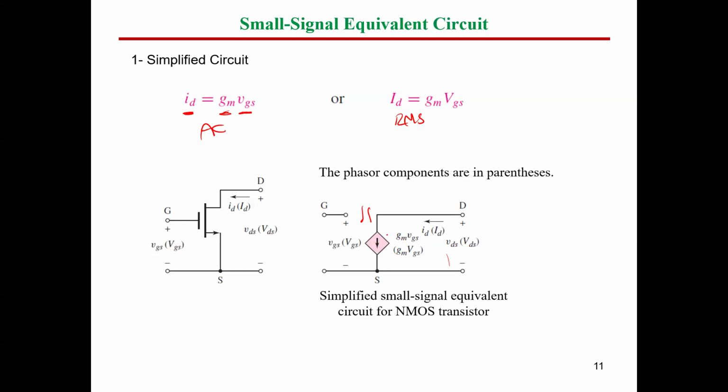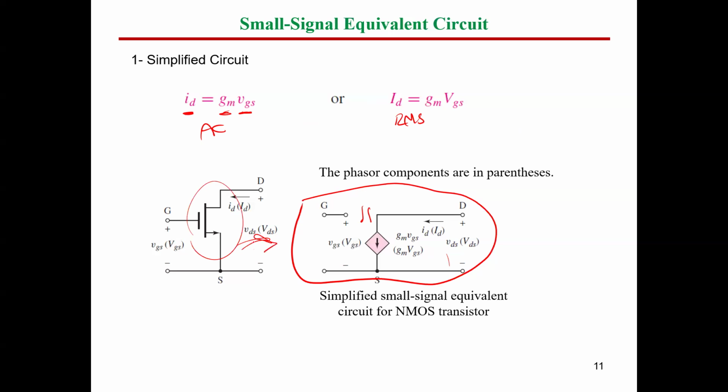So we can represent this by a dependent current source, and the equation depends on the voltage magnitude, which is GM times VGS. And the direction of this current source, for sure, is going to be the same direction as the drain current. So this is the shape now of our small signal MOSFET, or let's say simplified small signal MOSFET. Why is it simplified? We are going to discuss this in the next slide. So let's say now we will replace our MOSFET by this simple model.